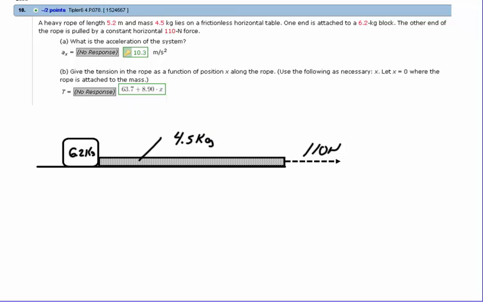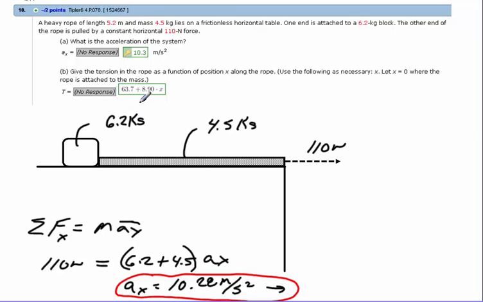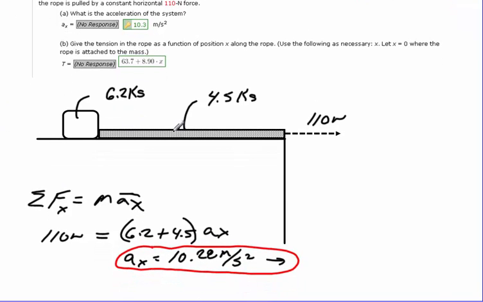What I did here to find the acceleration, I drew it just like this. I take the summation of forces equals mass times acceleration, make this the x direction, and if you run that number, you'll get 10.28. Now, note, since this rope has mass, the force in the rope will vary. I can prove that because at this end of the rope I'll have 110 newtons. So let's find out immediately what the force would be here.